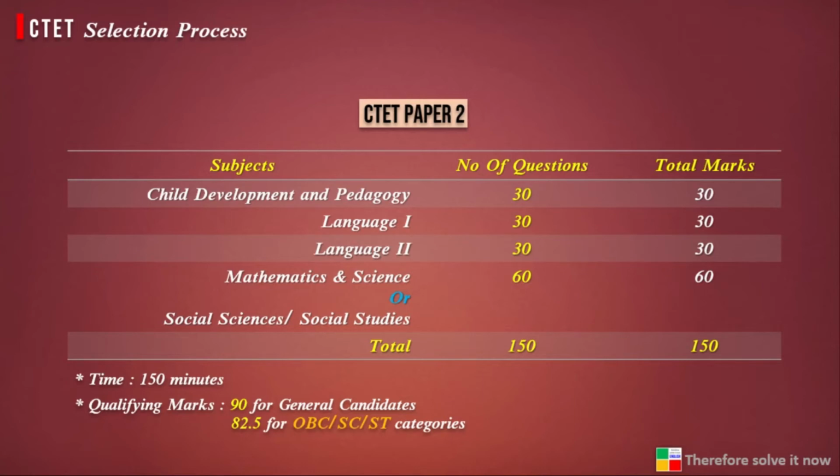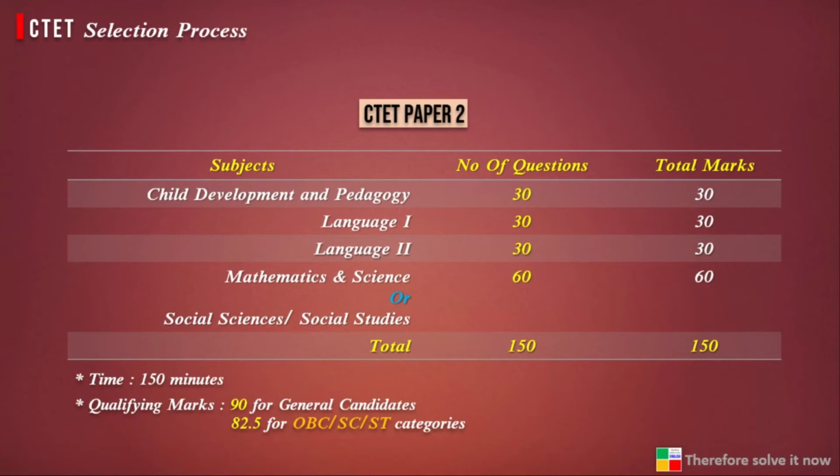Social science is for those candidates who wish to apply for becoming social science teachers. Similarly, mathematics and science are for aspirants who want to apply for the position of maths and science teachers. There is no sectional cutoff in this exam, so focus on your areas of strength and try to attain a high score in those sections in order to clear the overall cutoff.